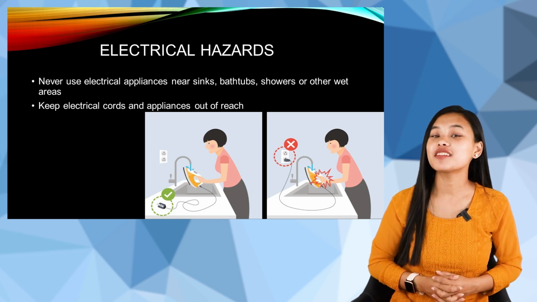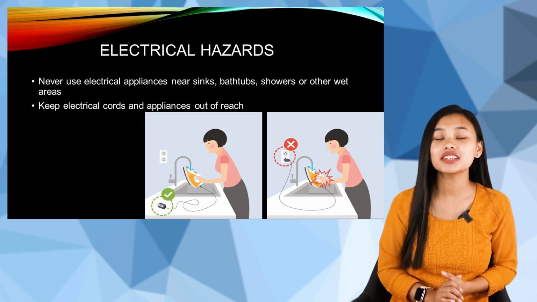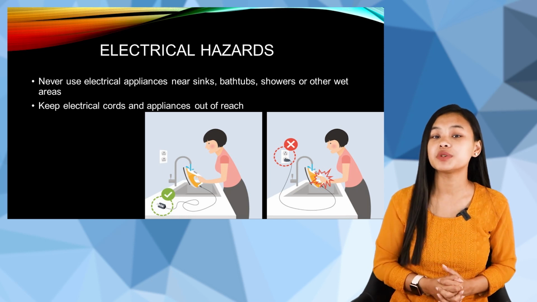And especially if there is presence of children in that particular environment, in that particular setting, it is very important that these electrical cords and appliances must be kept out of their reach. So in order to prevent the electrical hazards from occurring, these are the various things we can do.